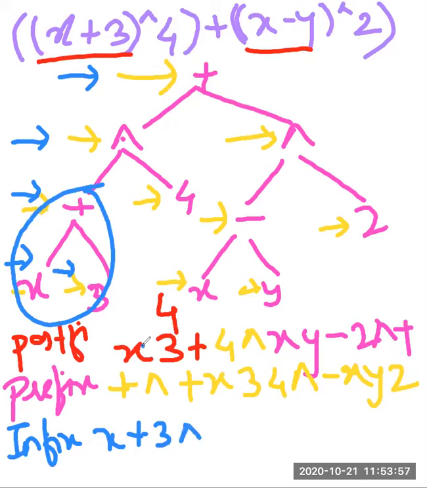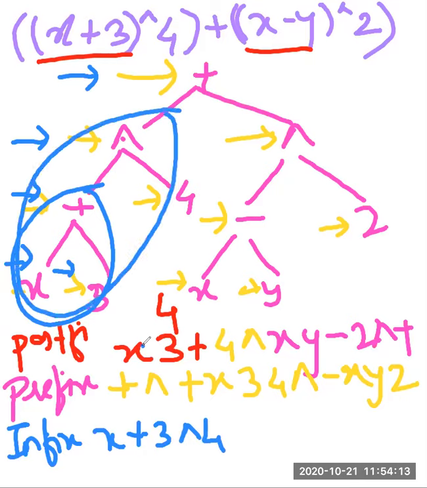Mark exponent to be visited. Then go to the next subtree of exponent. So go to 4. Whether 4 has any subtree? No. So mark 4 to be visited. Go back to plus. Now for plus, its first subtree is completely visited. So mark plus to be visited. Go to the exponent. Does it have a left subtree? Yes. So go to minus.